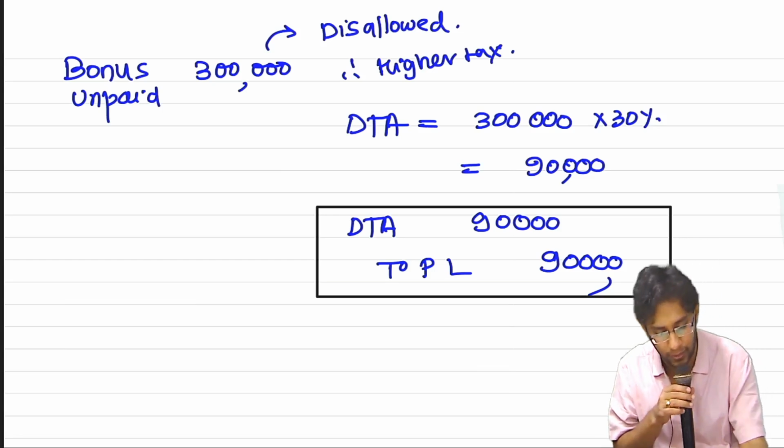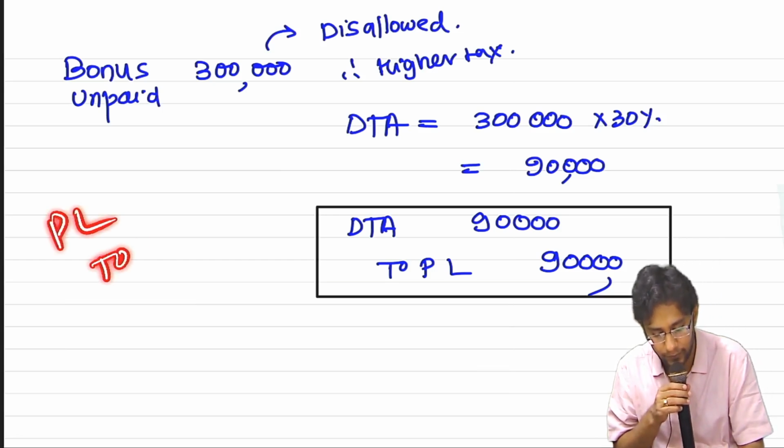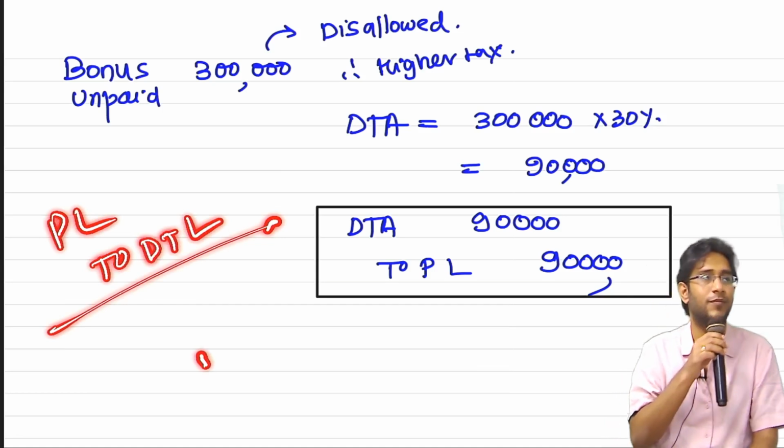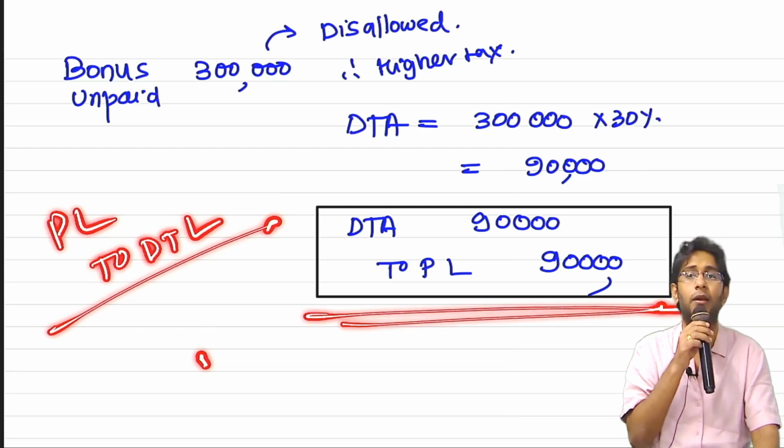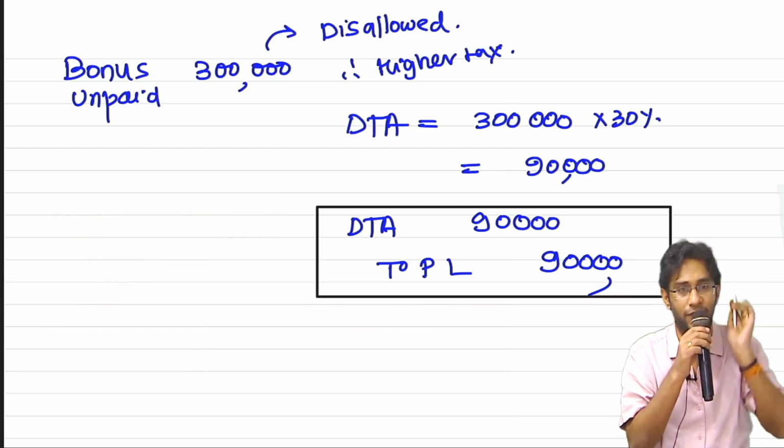I don't have a problem when you write this one. I don't have a problem here. You are debiting P&L, but here you are crediting P&L, anticipating a future benefit.